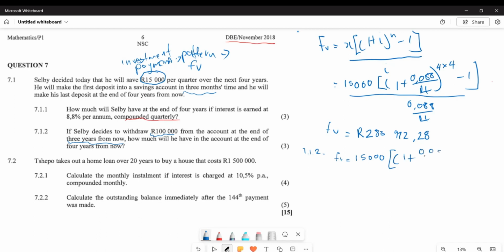It's still 0.088 over your 4. But now we are looking to find out, for 3 years, the amount that is going to be at the bank. So the amount at the bank now is going to be your 2, rather, not your 283. Look at me, writing the wrong one.